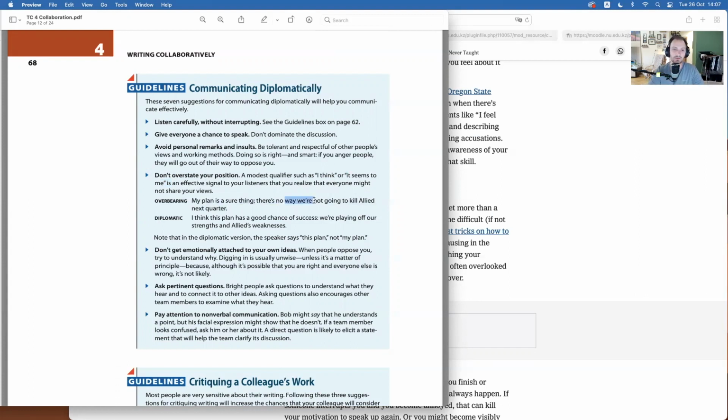We don't want to be absolutist. There's no way, right? It's a sure thing. You have to delete this. This must be a different color.